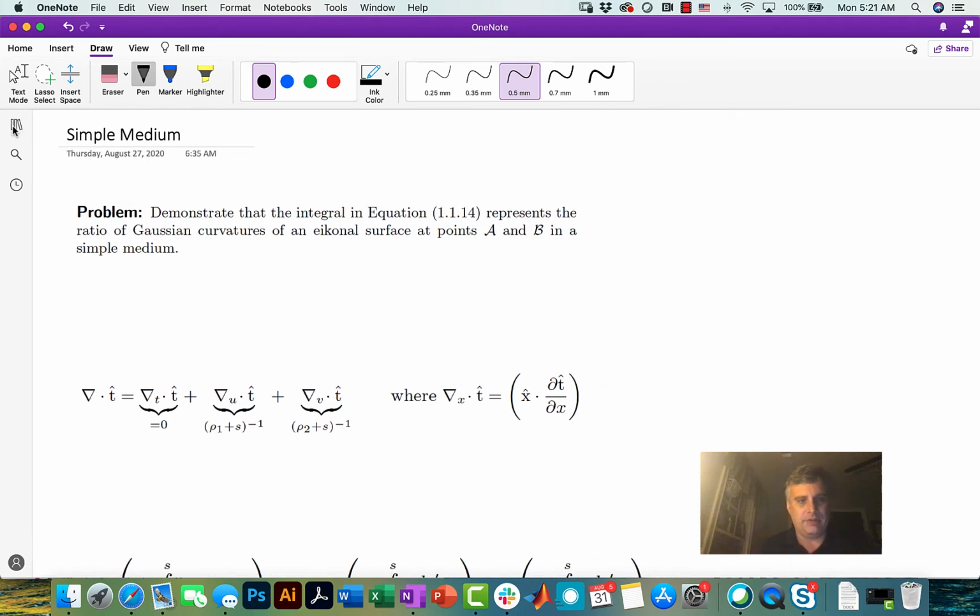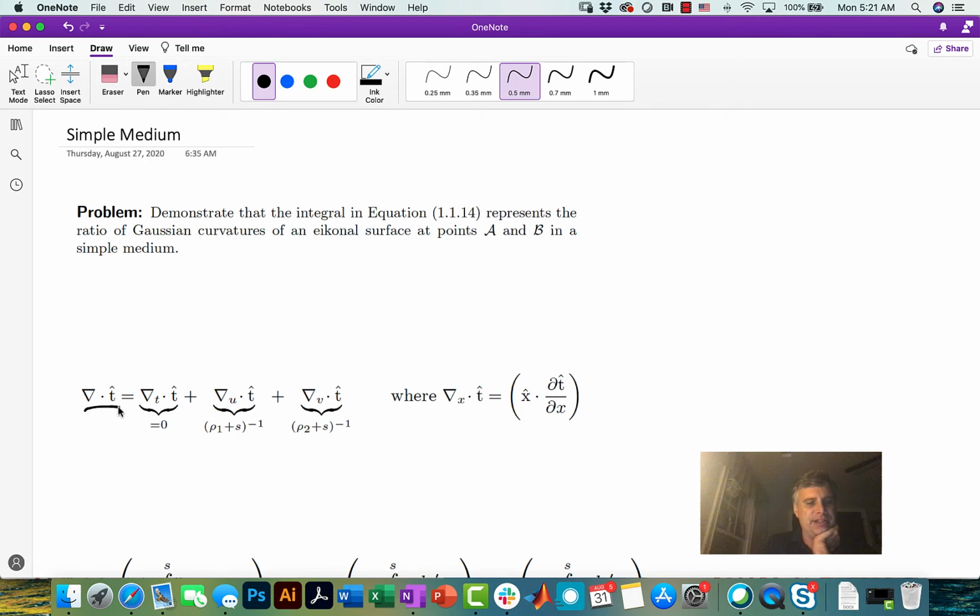In a simple medium, demonstrate that the integral of the Gaussian curvature represents the ratio of Gaussian curvatures of an iconal surface of points A and B in a simple medium. So we're going to go ahead and prove mathematically that that's what that integral actually means in a simple medium. And to do that, we're going to do a little bit of change of coordinate system.